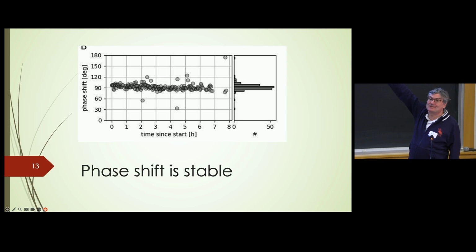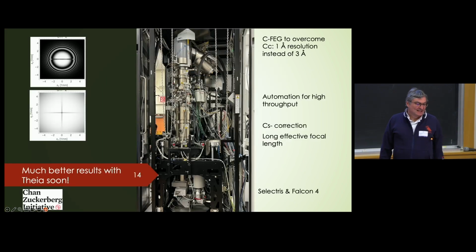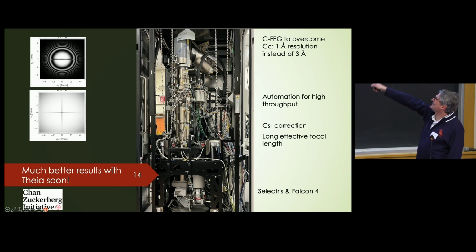In fact, most of the variation here is probably noise in extracting the phase shift from the images that we took. So that's nice. And the chromatic aberration problems hopefully will be overcome with the new microscope that is being installed in this building right now. And as of 2 days ago, we got a beam down. So keep fingers crossed that this will work very soon.